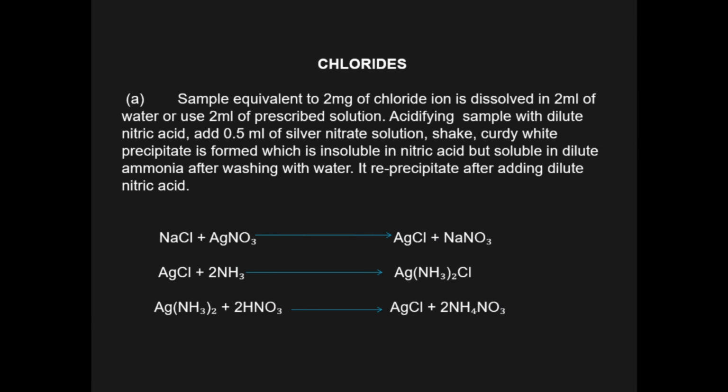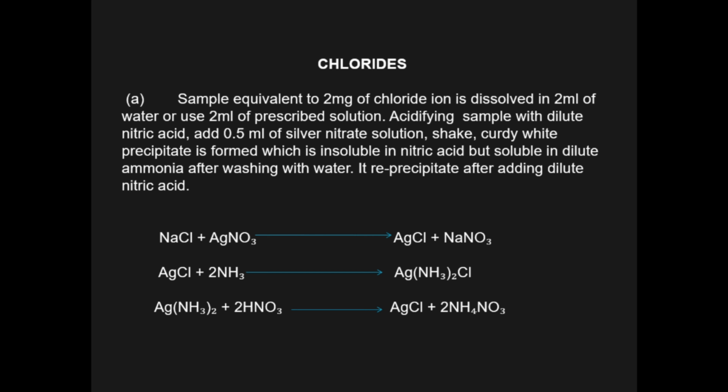Another anion under this heading is chloride. The method of identification for chlorides, the first one: a sample equivalent to 2 mg of chloride ion is dissolved in 2 ml of water, or use 2 ml of prescribed solution. Acidify the sample with dilute nitric acid and add 0.5 ml of silver nitrate solution.